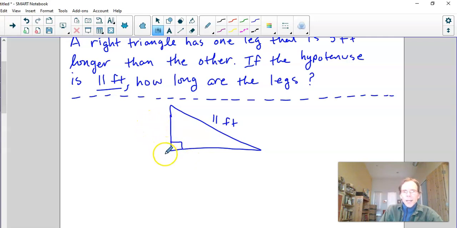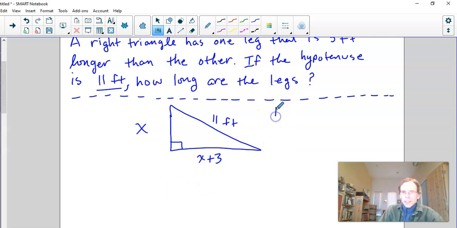And we're told that one leg is 3 feet longer than the other. So just looking at this picture, I see that the bottom leg looks a little longer than this vertical one. So if we name the vertical leg x, in algebra, if we don't know the amount of something, we give it a variable name, like x. And the other leg is 3 bigger than that other leg, so it should be x plus 3. All right, now what are we going to do?